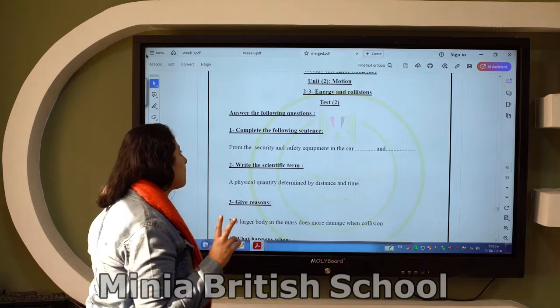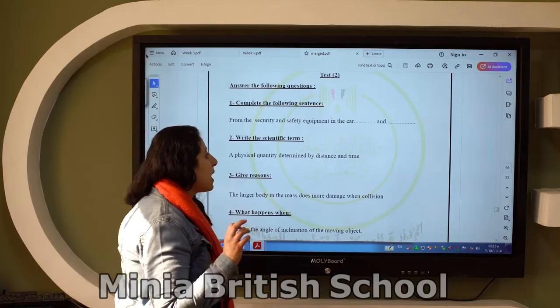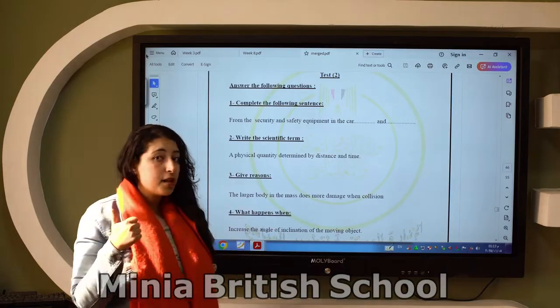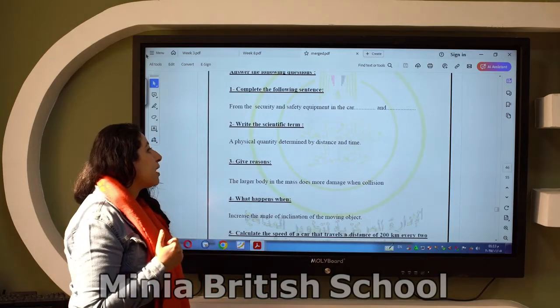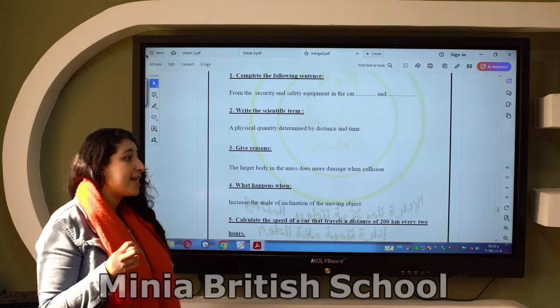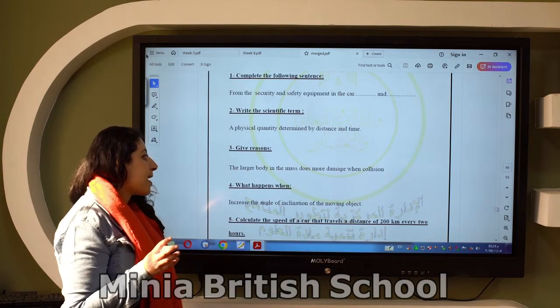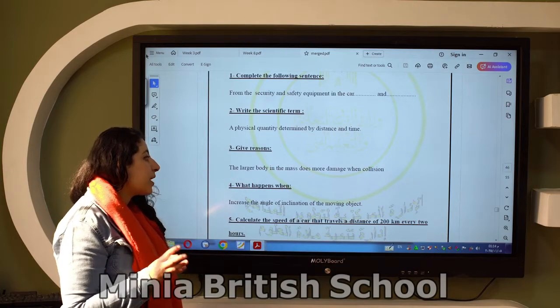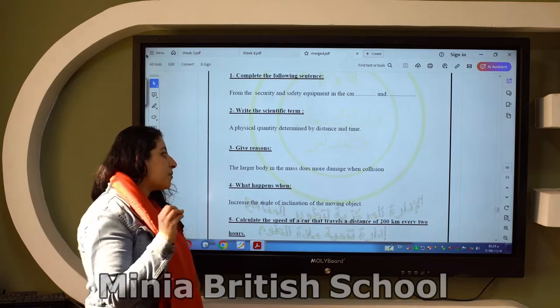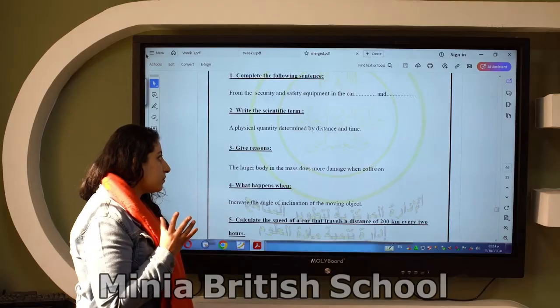Okay, test 2 in week 13. From the security and safety equipment in the car are what? Seatbelt and airbag. Write the scientific term. A physical quantity determined by distance and time is speed. Give reasons. The larger body in the mass does more damage when collision.